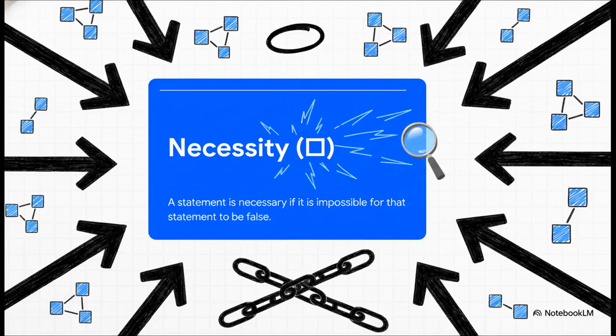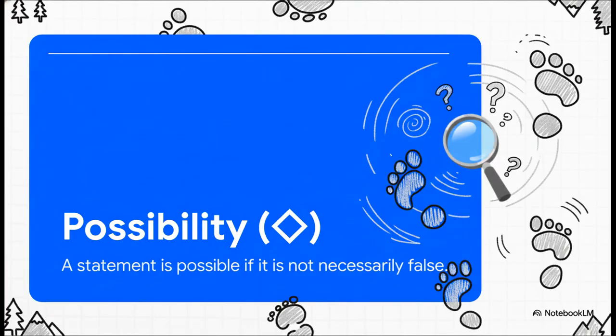It's a necessary truth. On the flip side, we have possibility, which gets a diamond symbol. A statement is possible if there's a chance it could be true. Or to put it a little more precisely, if it's not necessarily false. Think about it. We don't have definitive proof that Bigfoot doesn't exist, right? So we can't say the claim, Bigfoot exists, is necessarily false. And if it's not necessarily false, well then, hey, it's possible.